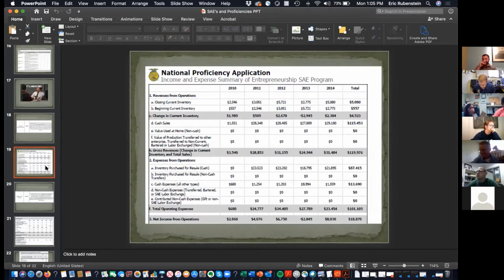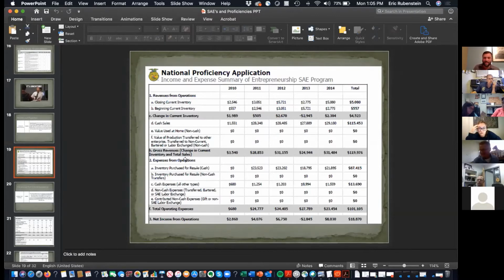So if we look at the actual application, one of the things that gets people caught up is this idea of the value of production transferred to the enterprise or transferred to non-current bartered or labor exchange. This line has got to equal other parts of the application. So one thing you can do in the equation that we use is 1F equals 2D plus 2E plus 4B plus 4C.